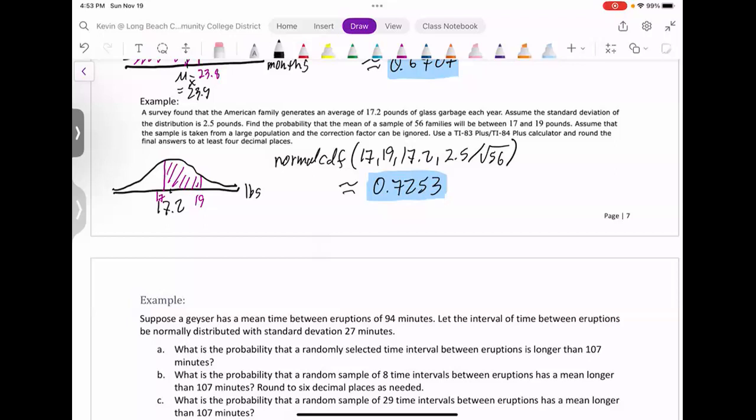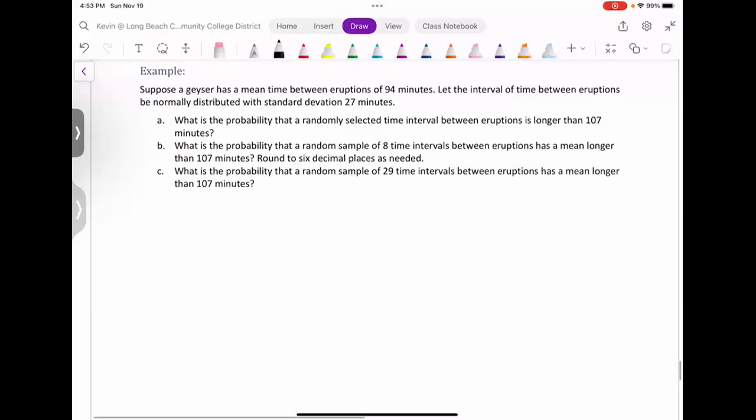All right, and this last one is a good example of showing how things change because it's the same problem except the sample size just gets bigger. Suppose a geyser has a mean time between eruptions of 94 minutes. Let the interval of time between eruptions be normally distributed with a standard deviation of 27 minutes. Part A. What is the probability that a randomly selected time interval erupts longer than 107 minutes? Now, the key to this one, where we're not really going to be using the central limit theorem, is it's just one of them.